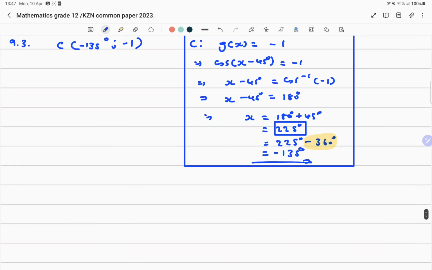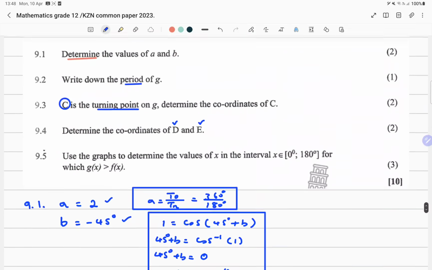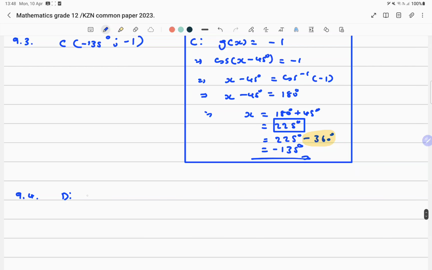So 9.4, we can just say we're starting with D. What about D? We know that x is 0 from the function of g. So we just want the y value there. So basically here, we know that x is equal to 0 degrees. This implies that g of 0 is equal to cos of 0 degrees minus 45 degrees. Let's sort it out. So now what is cos of minus 45? It's root 2 over 2. Okay, that's it. You can leave it as that.